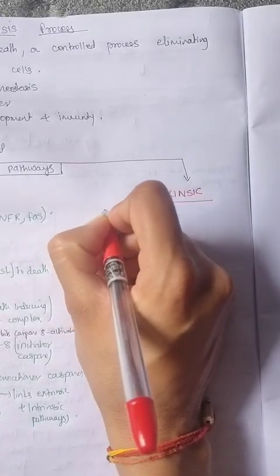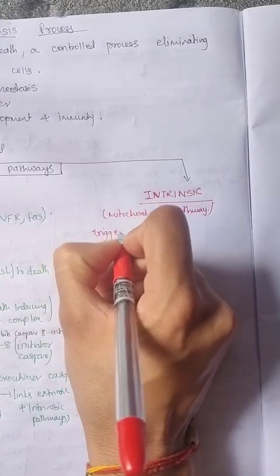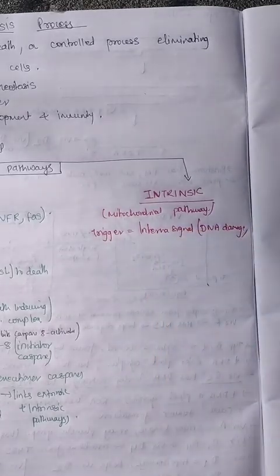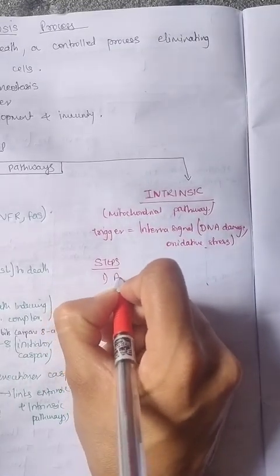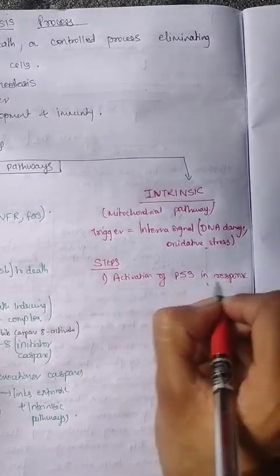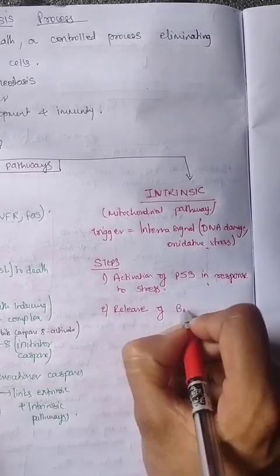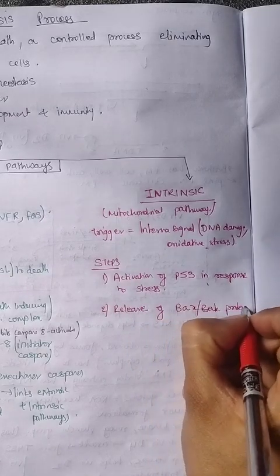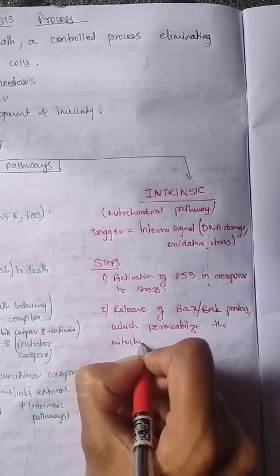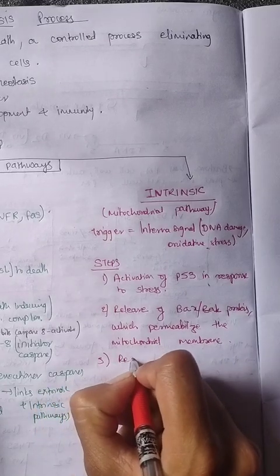Now, the intrinsic pathway, or mitochondrial pathway. The trigger is an internal signal like DNA damage or oxidative stress. The steps are activation of p53 in response to stress, then release of Bax proteins which permeabilize the mitochondrial membrane, and release of cytochrome c into the cytosol.